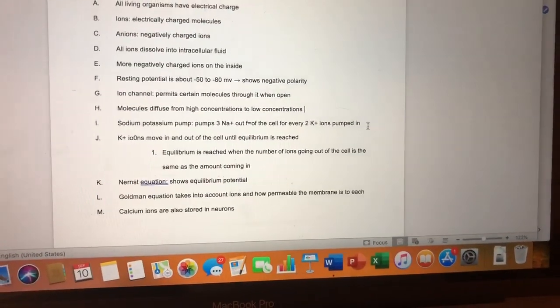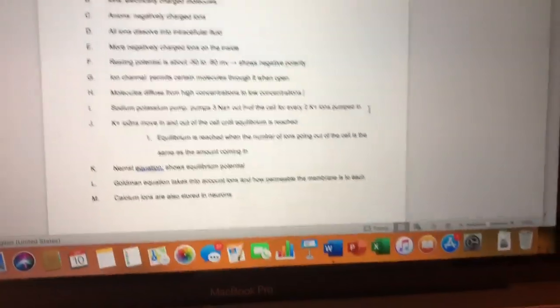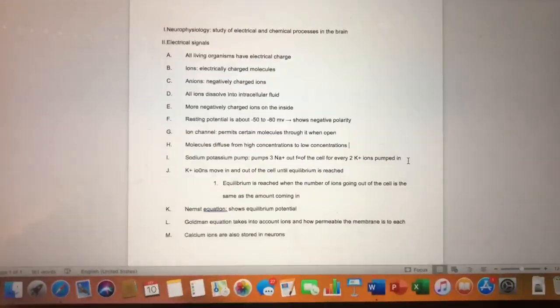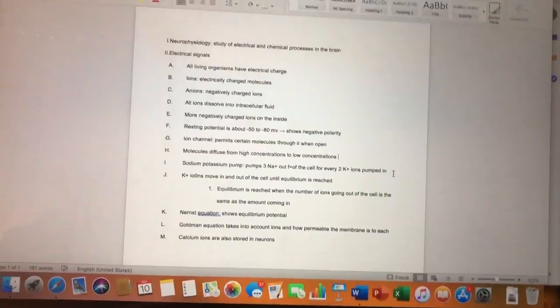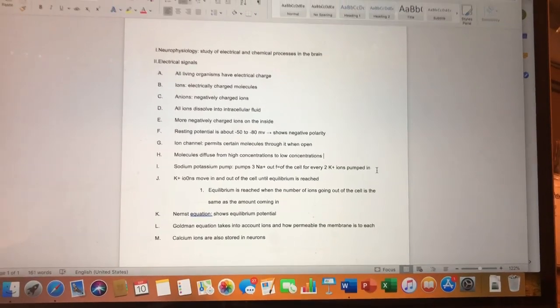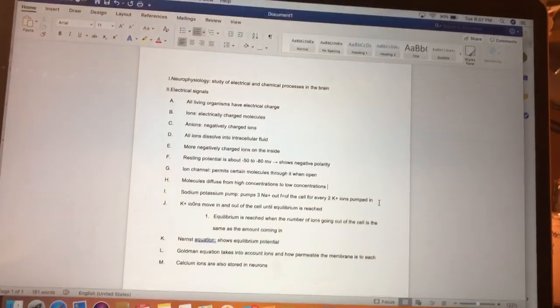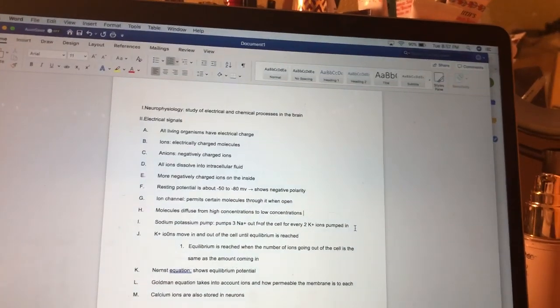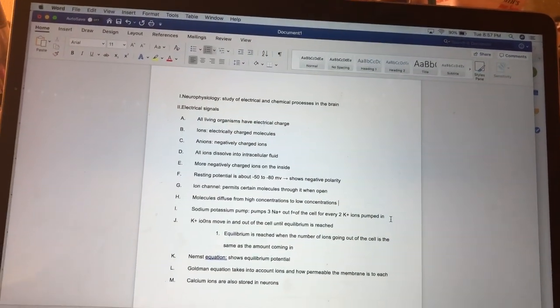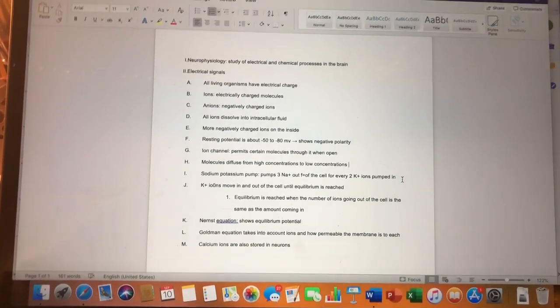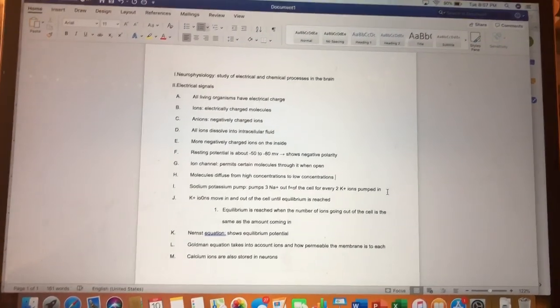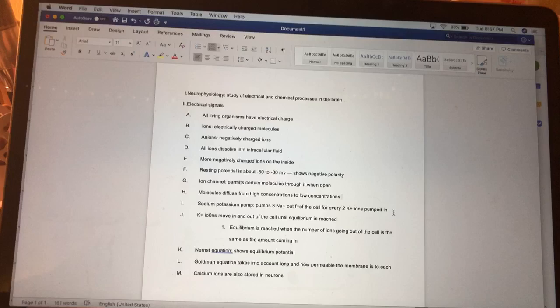So some channels in a cell stay open, which allows things to flow freely, and some open and close depending on the potential and everything like that. So the ones that do open and close allow potassium ions to enter only some of the time, so it is selectively permeable. So molecules tend to move down their concentration gradients, which is diffusion.